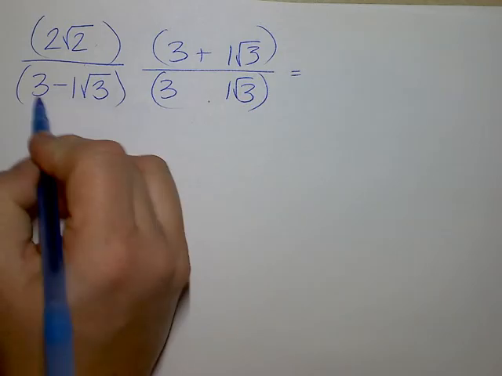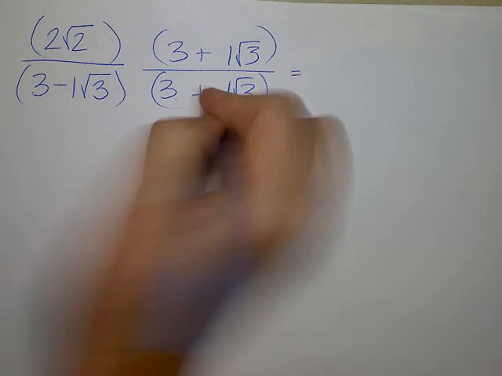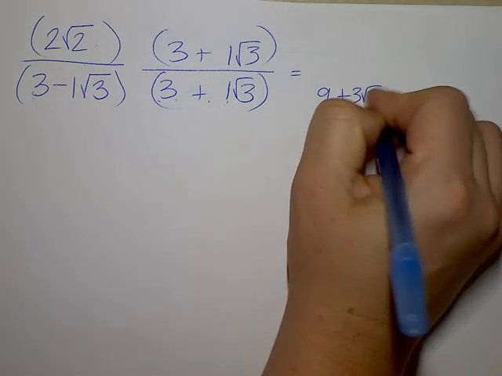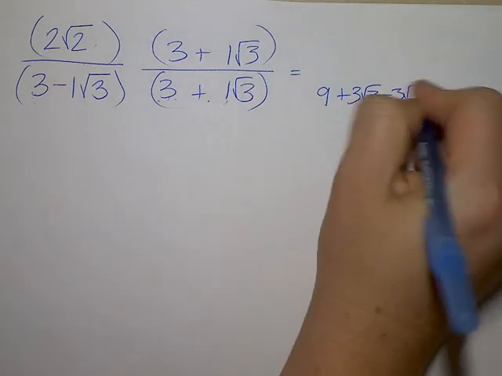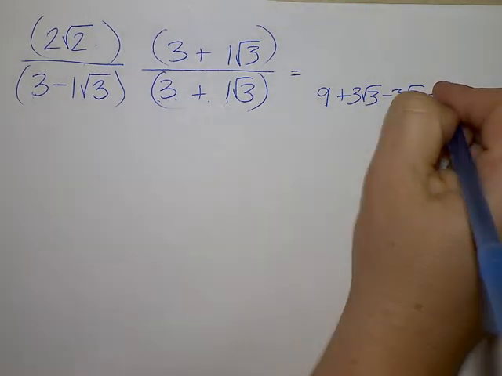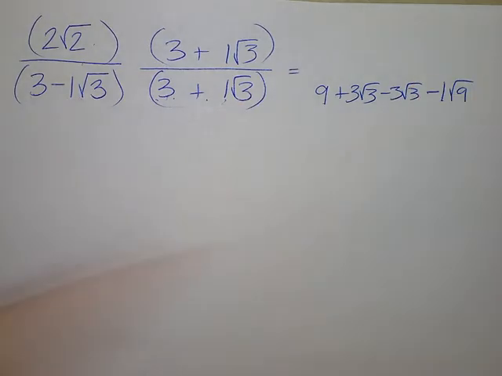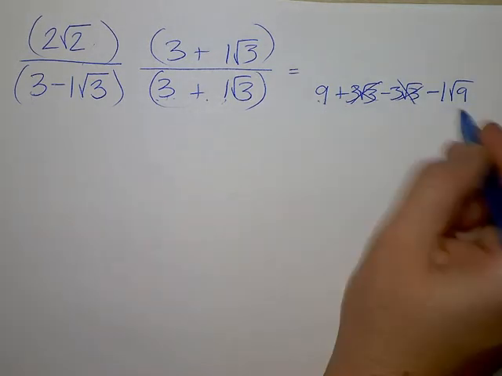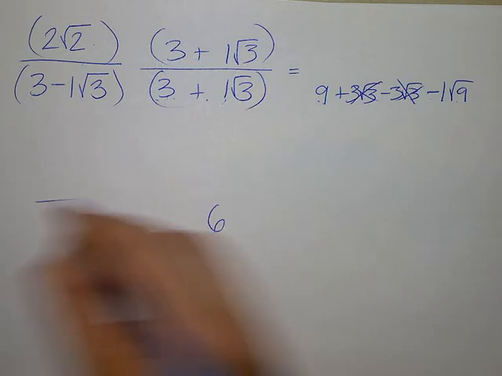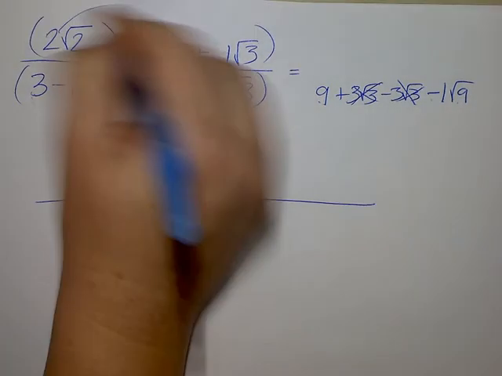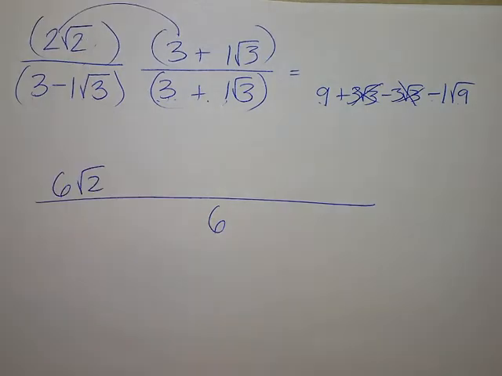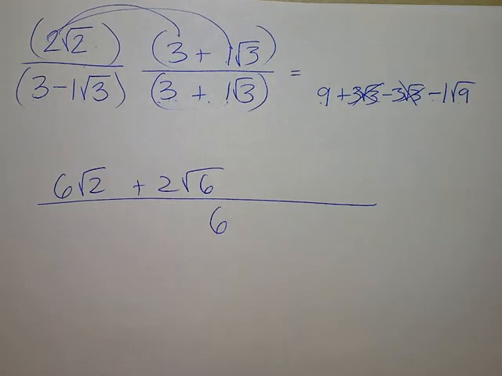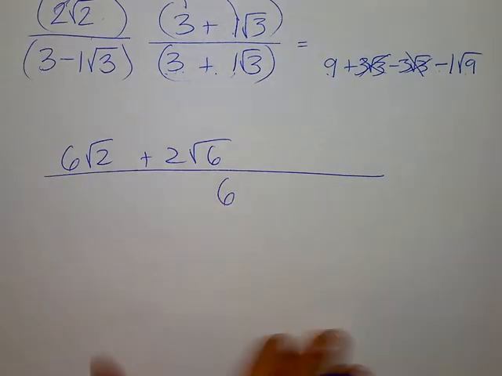Okay? So 3 times 3 is 9. So there's F for FOIL, then the outside, then the inside. Negative 1 times 1 is negative 1. 3 times 3 is the square root of 9. These cancel. The square root of 9 is 3. So 9 subtract 3 is 6. 2 times 3 is 6 with a radical 2. 2 times 1 is 2 with a radical 6. Okay, I'm going to put the 6 here right in the middle.